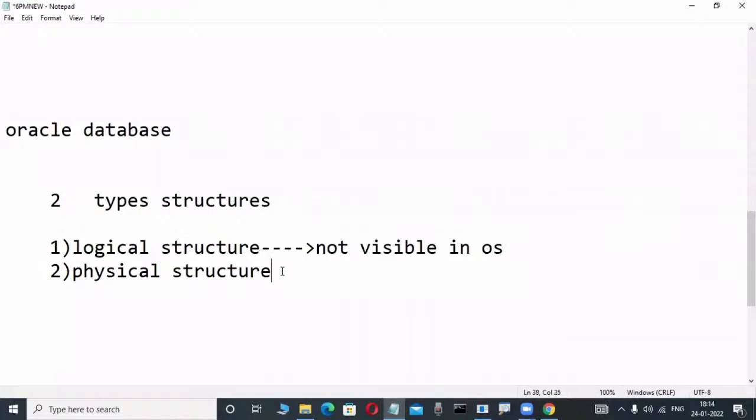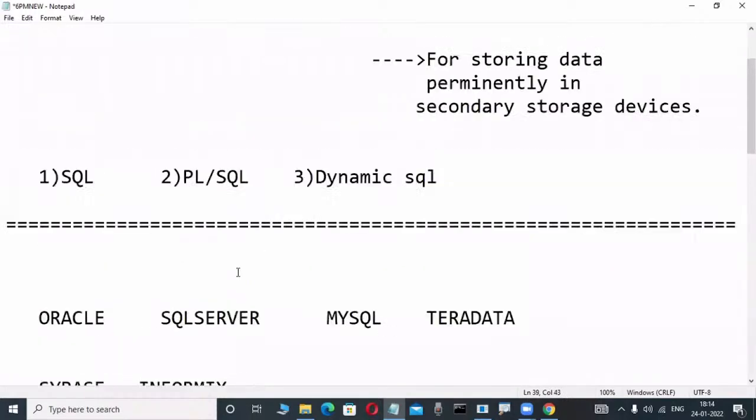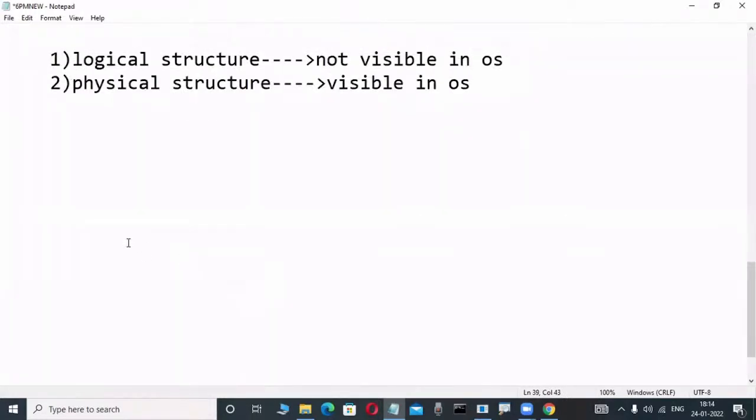A physical structure means whenever we install Oracle, SQL Server, DB2, these software automatically create physical files. I told you this in previous classes. That's why a structure which is visible in the operating system is called a physical structure. These are all things I told in the previous class. Don't worry. Now observe here.